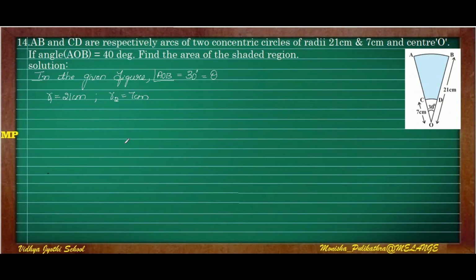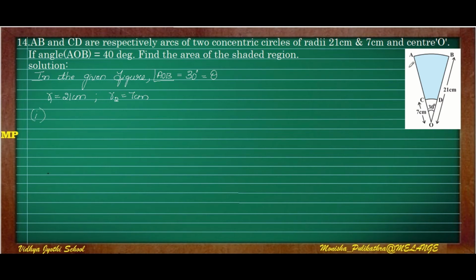Moving on to the 14th question of this session. Here AB and CD are respectively two arcs of the concentric circles. The bigger radius is considered as R1, which is 21 centimeter, and the smaller radius is considered as R2, that is 7 centimeter. And as you can see here, the angle theta is 30 degree.